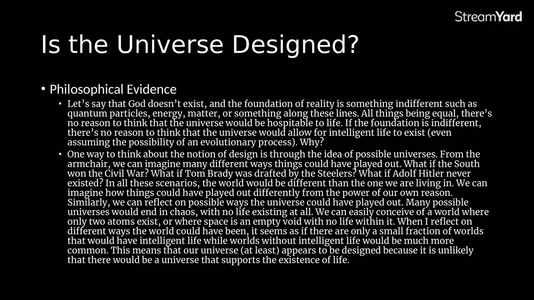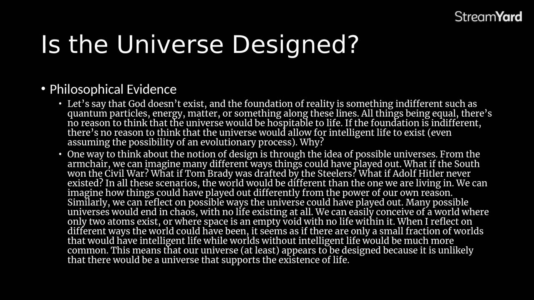But why on earth would this be the case? One way to think about this is through the idea of possible universes. From the armchair, we can imagine many different ways that things could have played out. What if the South won the Civil War? What if Tom Brady was drafted by the Steelers? What if Adolf Hitler never existed? In all these scenarios, the world could have played out differently than the one we are living in. We can imagine how things could have played out differently from the power of our own reason. For me, just sitting in my chair, we can think about all the different possible ways the world could have come about. Similarly, we can reflect on the possible ways the universe could have played out.